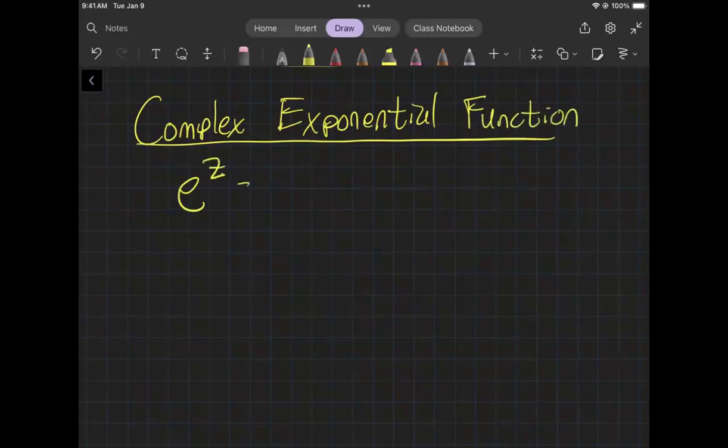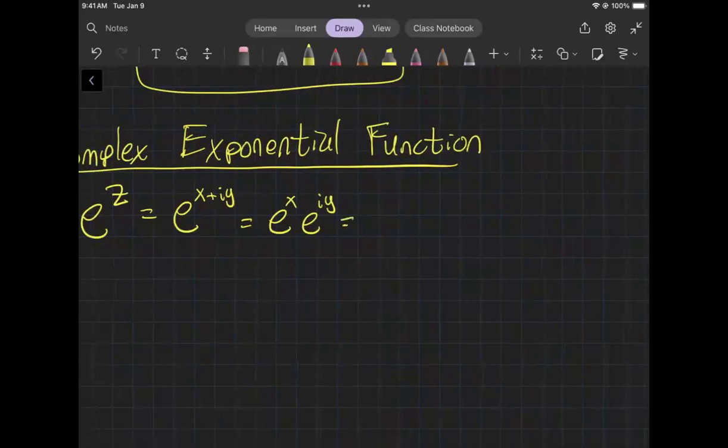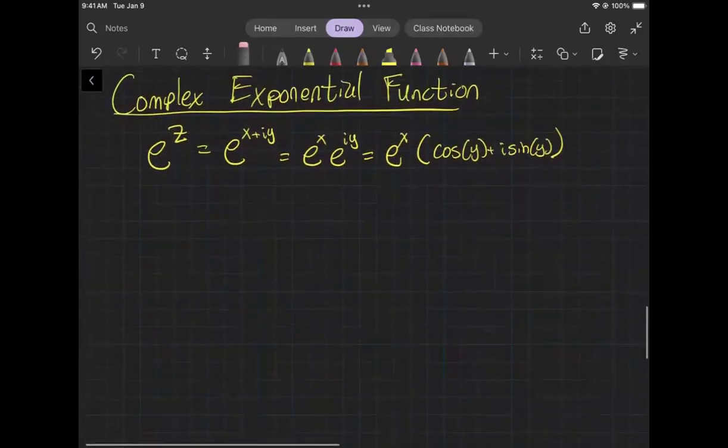So e to the z, well, if I let z equal x plus iy, it's equal to e to the x plus iy. And if I use exponent properties, it will be e to the x times e to the iy. But in terms of cosine and sine, this equals e to the x times cosine of y plus i times sine y. Okay? That's how you define the complex exponential function.